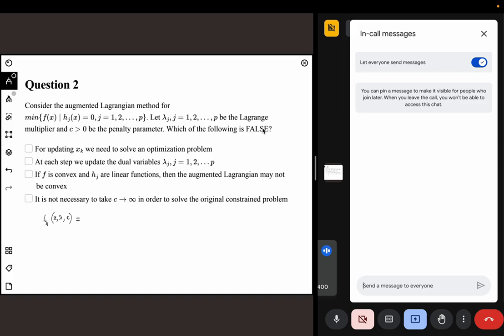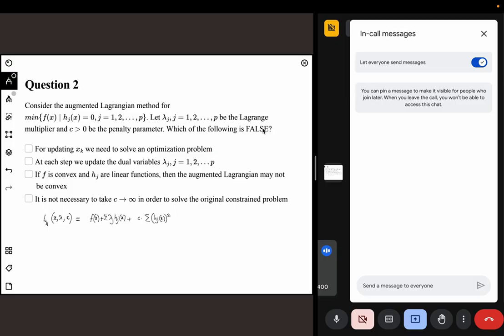It should have the objective function for sure. We'll have f of x. It should have the constraints, that is my Lagrange multipliers, so sigma lambda j times h of x, and it should also have the penalty terms, that is c times sigma h of x whole square. This is how my augmented Lagrange function looks. Now what we are asking is which of the following statements are false. So the first is, for updating the value of xk, we need to solve an optimization problem.